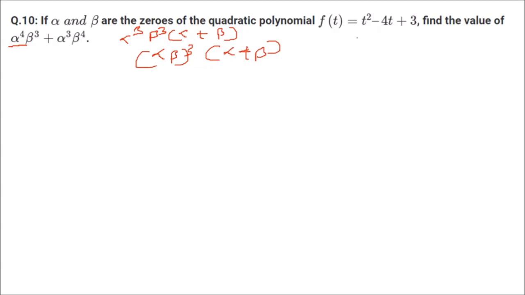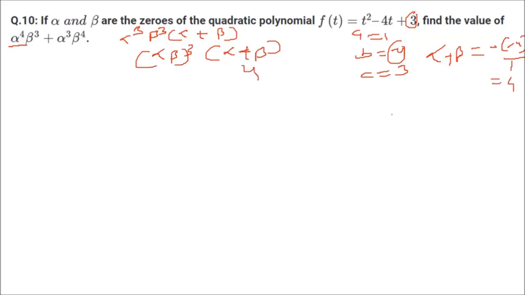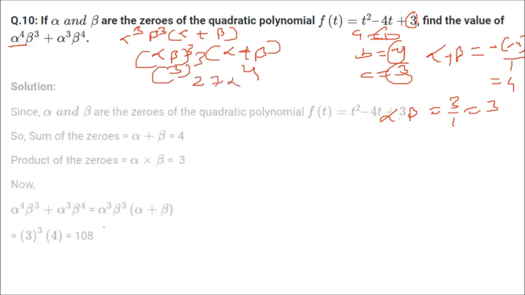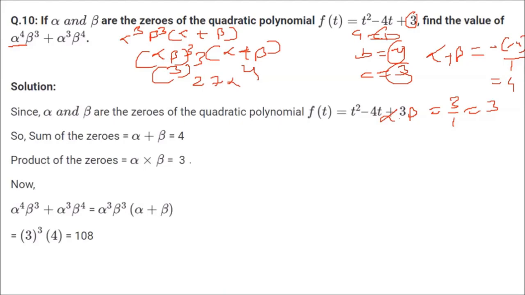What is a here? A is 1. What is b here? B is minus 4. What is c here? So what is alpha plus beta? Minus b by a. So minus of minus 4 by a, that is 1. So you get a 4 here. Alpha plus beta is 4. So put a 4 here. Now alpha into beta is c by a. That is, what is c? 3, a is 1. So put a 3 here and cube it. So 3 3s are 9, 9 3s are 27, 27 into 4, this will be your answer. Okay, this is 108.